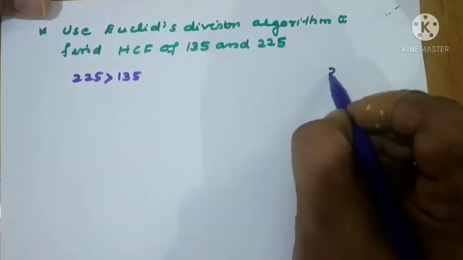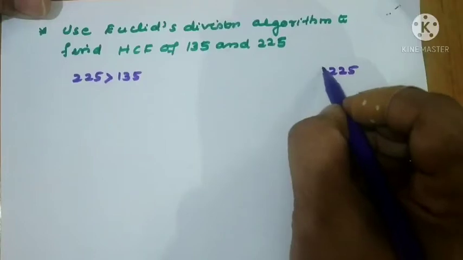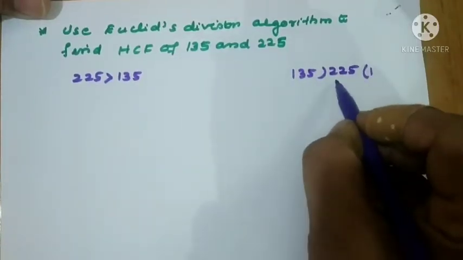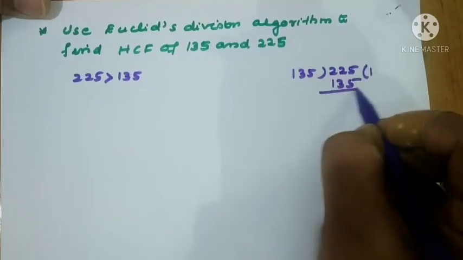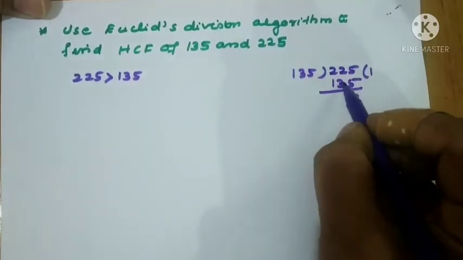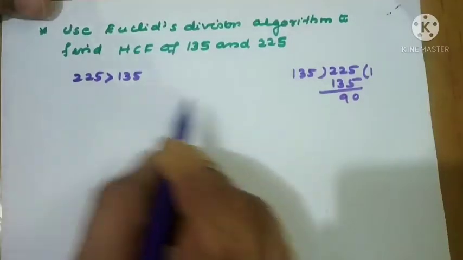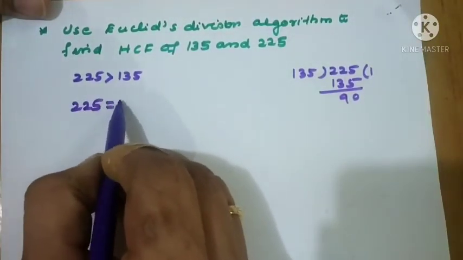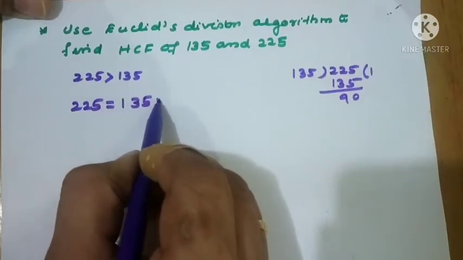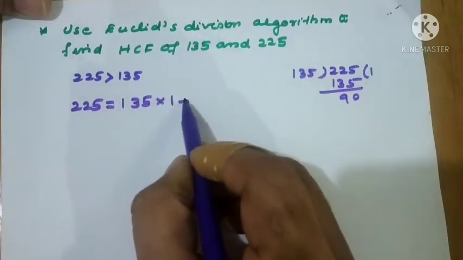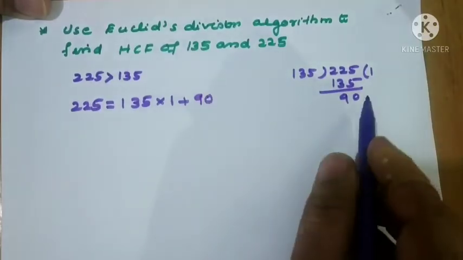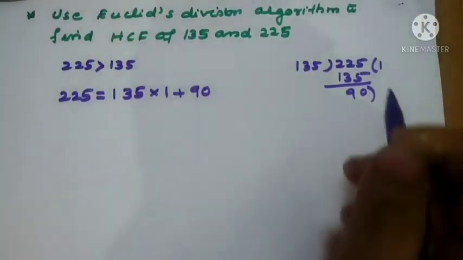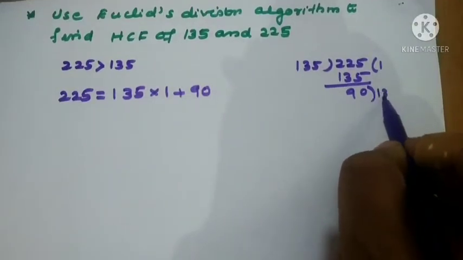So 225 is to be divided by 135. How many times will it go? 1 time. So 135 I will write and find the remainder. So here 90 will come. How to write? Dividend, that is 225, equals divisor 135, quotient 1, remainder 90. The next dividend will be 135.